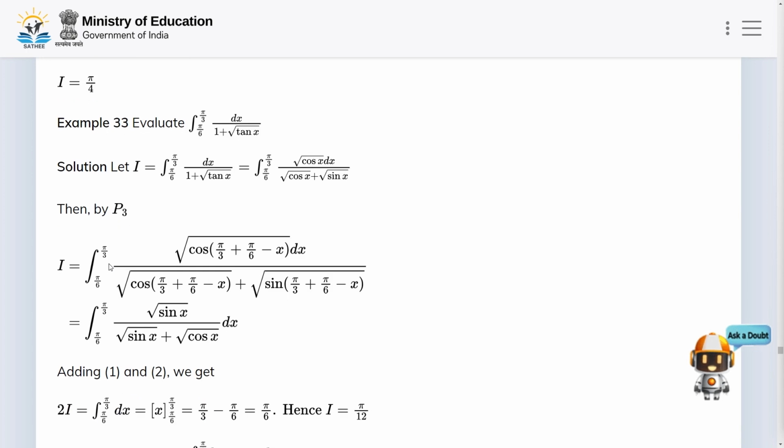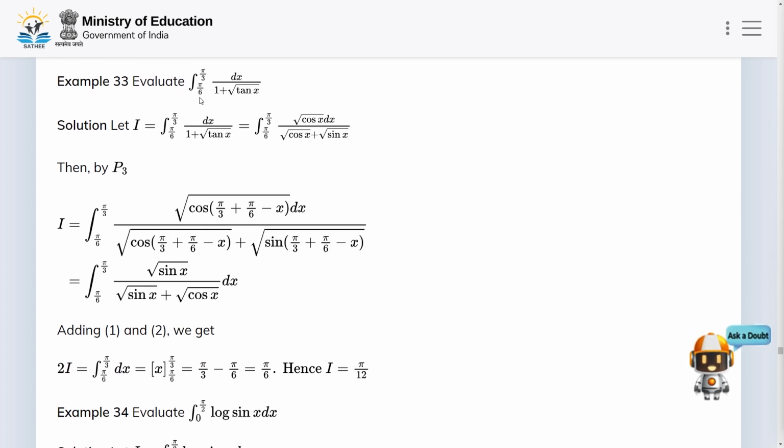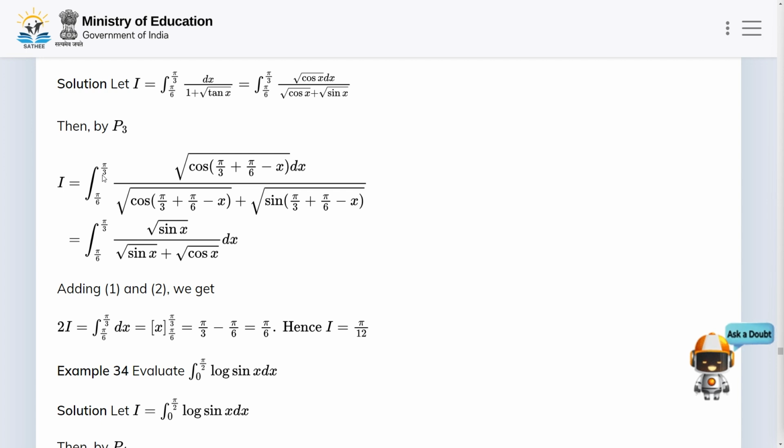Now next example. The definite integral from pi by 6 to pi by 3 of dx divided by 1 plus root tan x. Take capital I equal to this definite integral. We separate the tan as sin by cos, so you will get the integral from pi by 6 to pi by 3 of root cos x dx divided by root cos x plus root sin x. By using P3, you will get the integral from pi by 6 to pi by 3 of root of cos of (pi by 3 plus pi by 6 minus x).